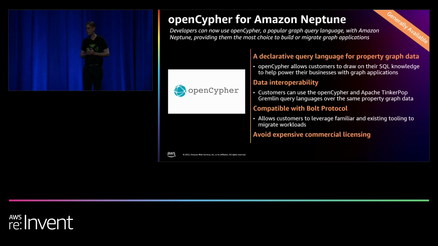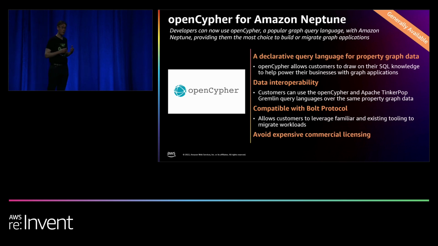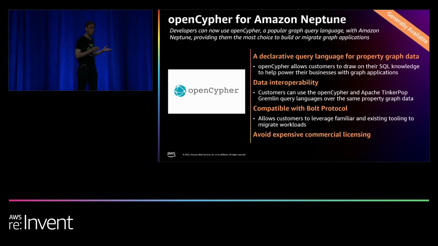In May of this year, we launched openCypher. openCypher gives you a way to declaratively query your property graph. It interoperates with our existing Apache TinkerPop property graph, so if you have a Neptune Gremlin instance, you can use openCypher on it right away. It supports the binary protocols that are often associated with Cypher applications, and it gives you a new option if you're using a Cypher application to avoid expensive commercial licensing for a fully managed Cypher-compatible graph database.